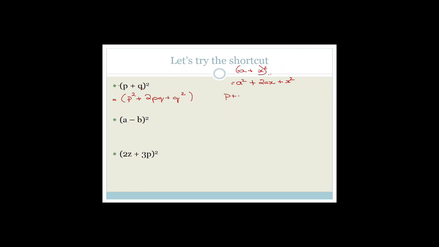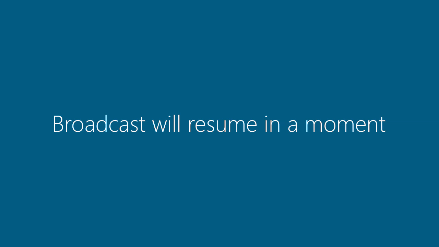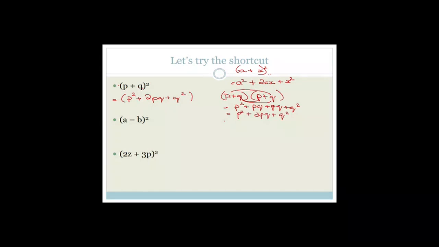So if you've got p plus q all times by p plus q, okay, p times p is p squared. P times q is plus pq. P times q is plus pq. And q times q is plus q squared. And there you go. p squared plus 2pq plus q squared. Ta-da!